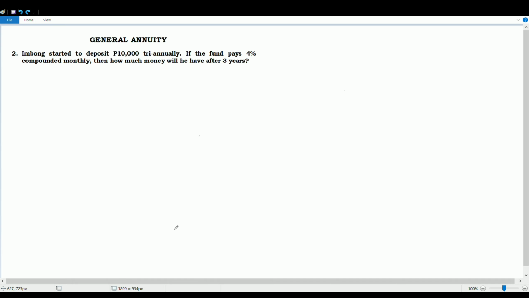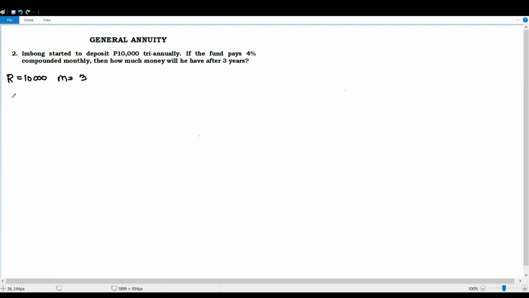Item number 2. Imbong started to deposit 10,000 pesos triannually. If the fund pays 4% compounded monthly, then how much money will he have after 3 years? So we are looking for the amount of annuity, but let's start determining the values that we have in our worded problem. So Imbong started depositing 10,000 pesos triannually. So we have a regular payment of 10,000 pesos, and M is equal to 3 because triannually means 3 times a year: 10,000 pesos 3 times a year.